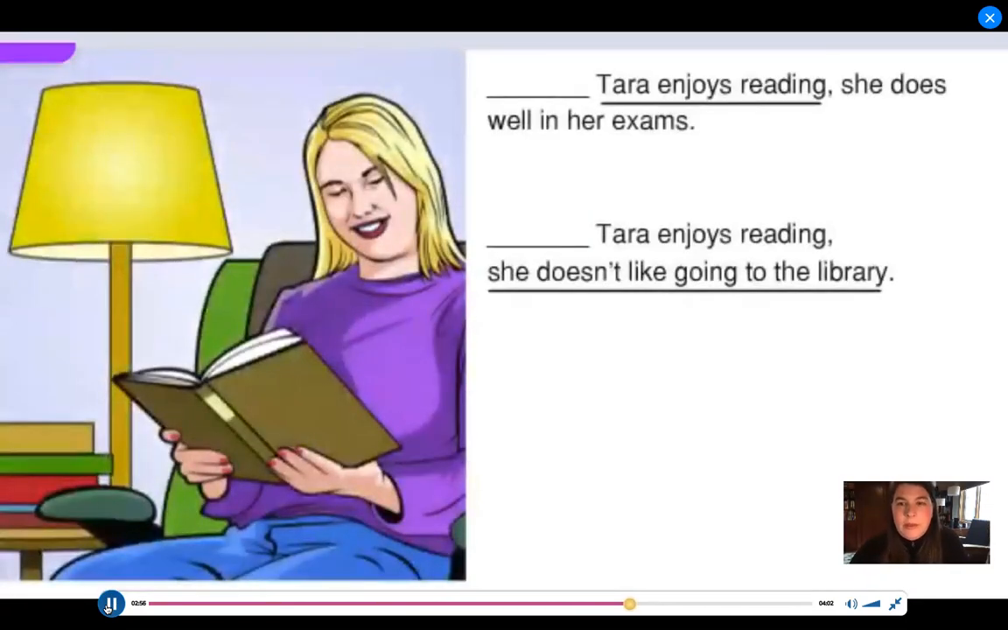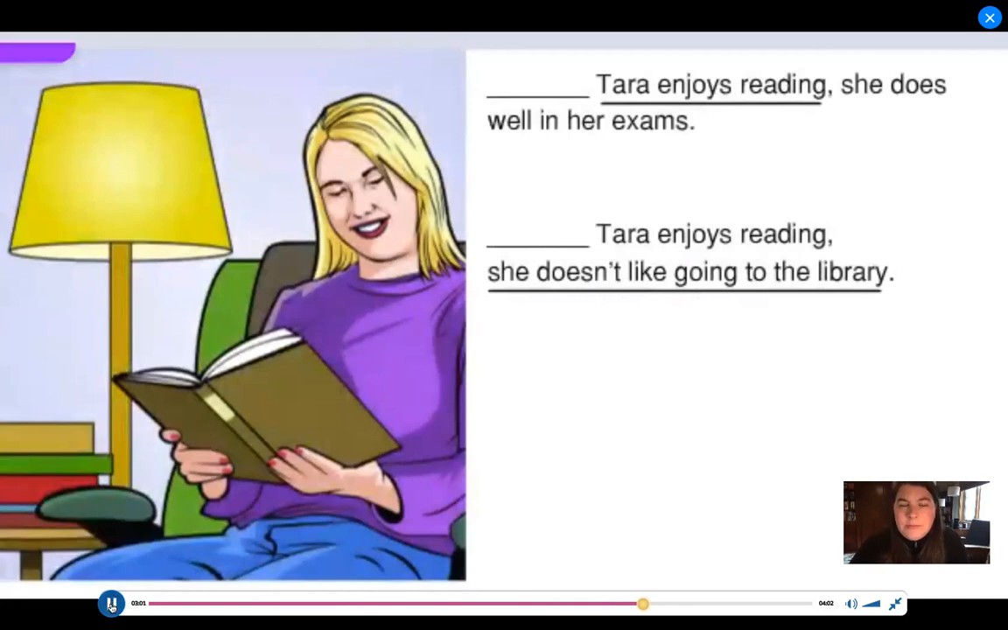Okay, let's do the same thing. Tara enjoys reading. She does well in her exams. Why does she do well in her exams? Because she enjoys reading. So Tara enjoys reading. She doesn't like going to the library. That's strange. Although she enjoys reading, she doesn't like going to the library.